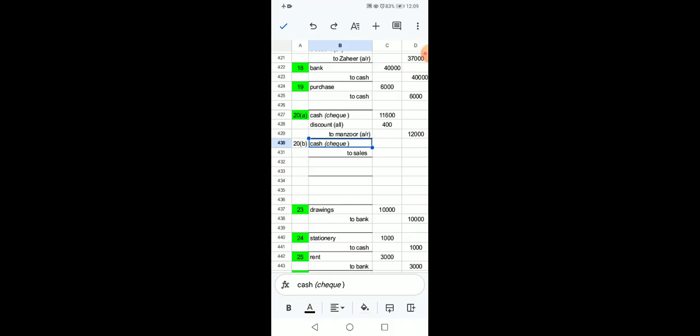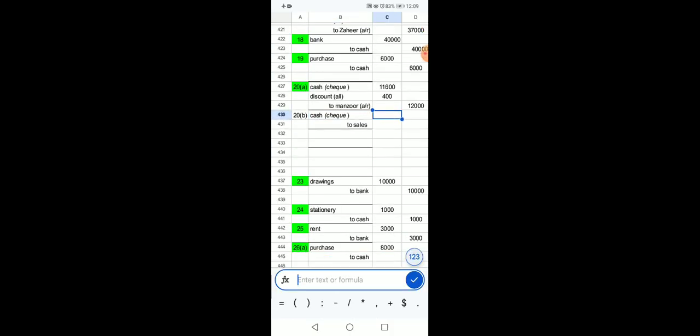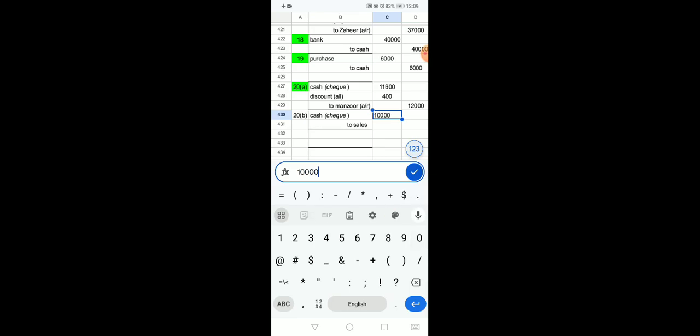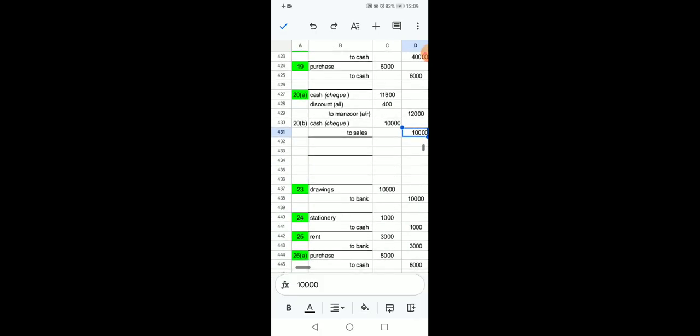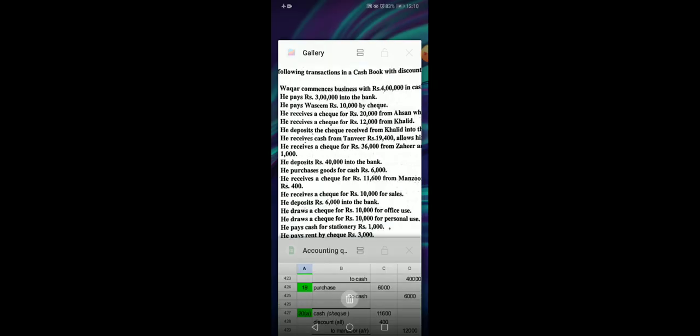20B's amount, let's check it out. That is 10,000. So you will mention 10,000 on the debit side, and the same amount you will post on the credit side, which is 10,000. All right, the 20B entry has been completed. Now let's see what the next entry is.